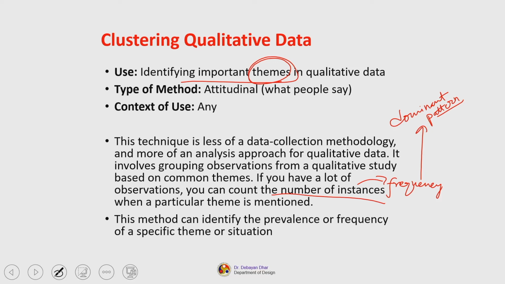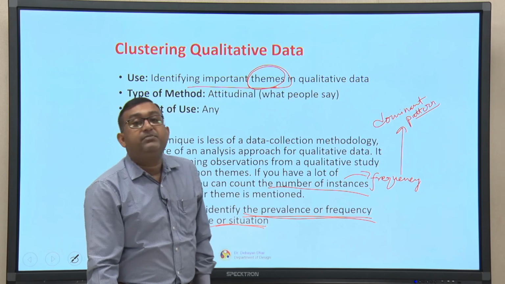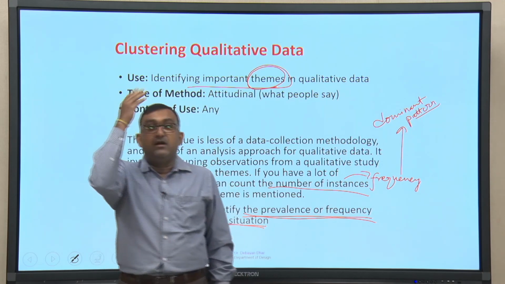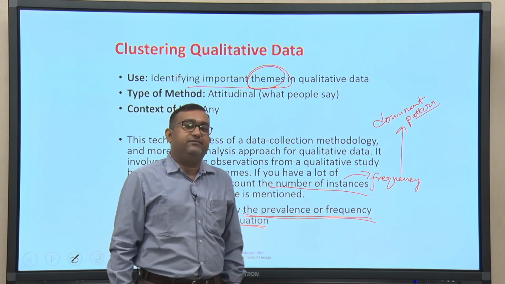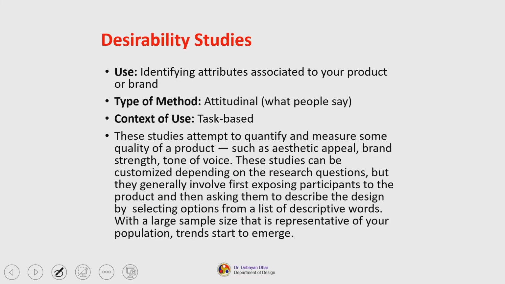So, from qualitative, now we are counting the frequencies a particular theme is mentioned. This method can identify the prevalence, see to it, prevalence and frequency of a specific theme or situation. This would allow us to convert even qualitative data into theme based data, and then tell us the frequency of the dominant theme across the participants that we have observed. The next one is desirability studies.